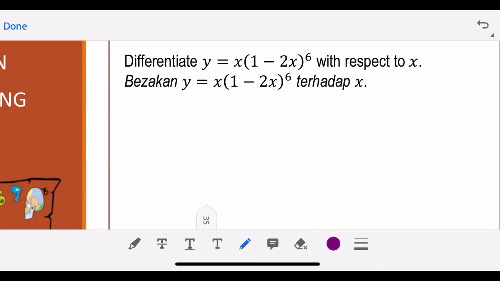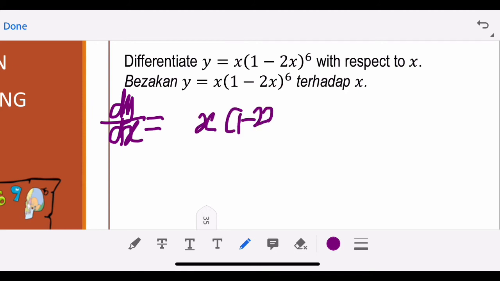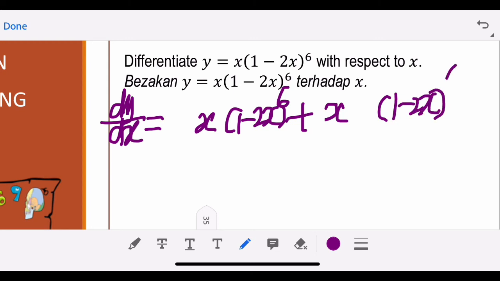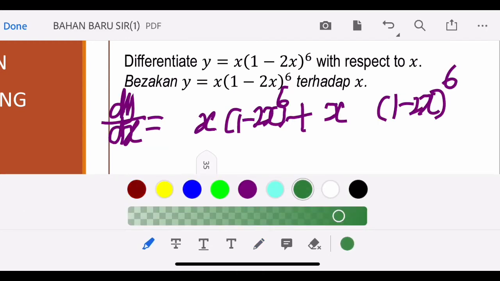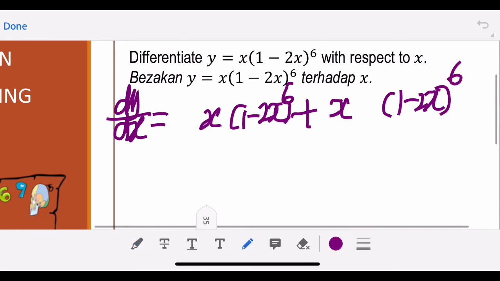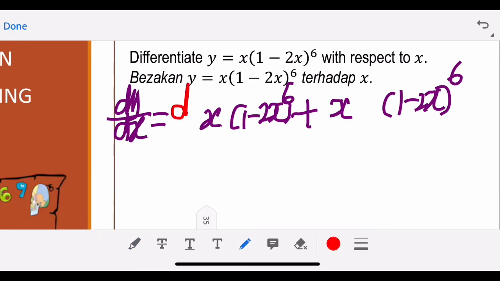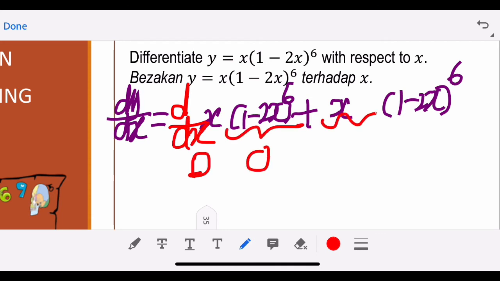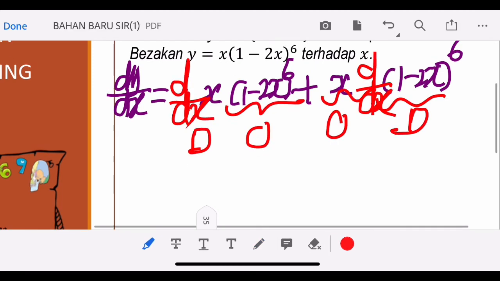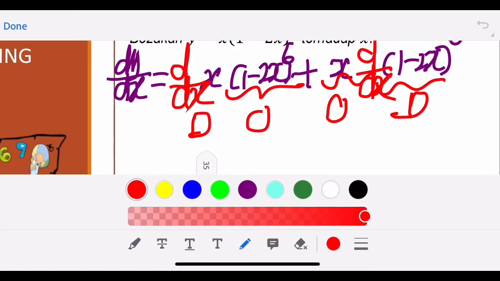Now let's do fast. So dy/dx is equal to, alright, we just write down 1 minus 2x, then here is plus, then here is x, then here you give some space. Alright, so now we will label DO. I use a red pen: this one is D, this one don't do, this one don't do, this one you have to differentiate, D. Okay, can do fast. Am I too fast?